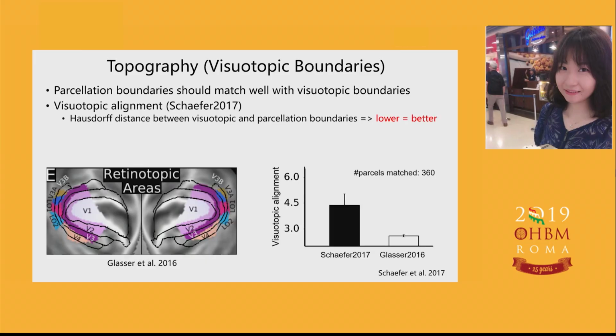Similar to the architectonic alignment, we can again compute the mean Hausdorff distance between the retinotopic and parcellation boundaries. Lower distance means that the parcellation boundaries align better with the retinotopic areas. This figure shows the superior retinotopic alignment of Glasser parcellation.